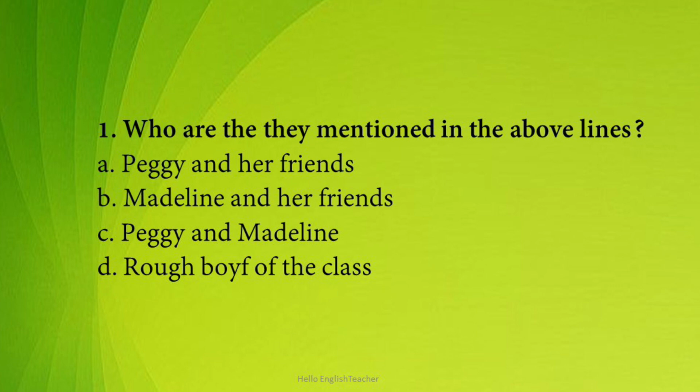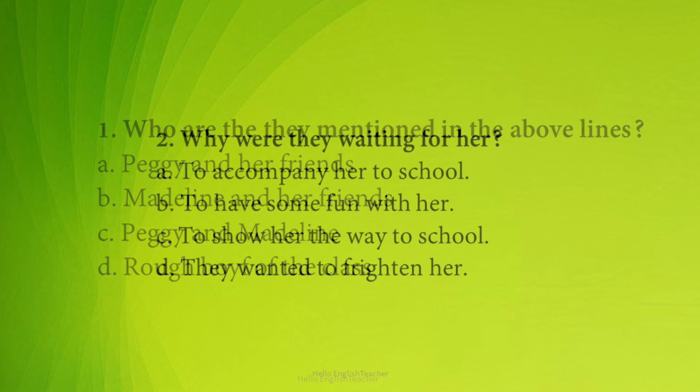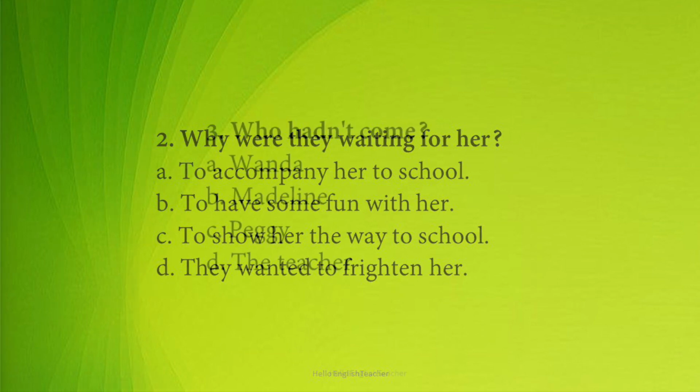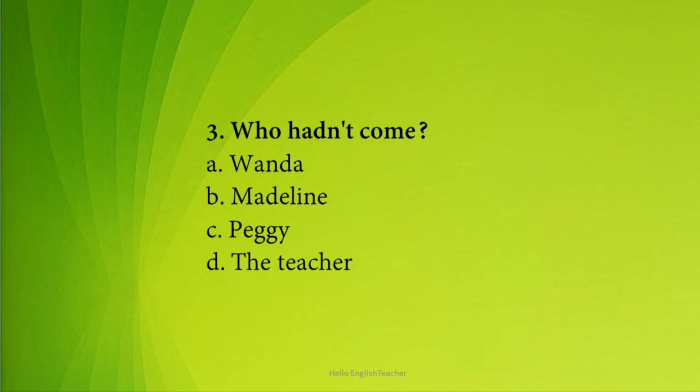Is it Peggy and her friends, Madeline and her friends, Peggy and Madeline or rough boys of the class? So, the answer is Peggy and Madeline. So, why were these girls waiting for her? Question number 2. Why were these girls waiting for her? To accompany her to school, to have some fun with her, to show her the way to school, or they wanted to frighten her? So, the answer is B, to have some fun with her. Question number 3. Who hadn't come? Is it Wanda, Madeline, Peggy or the teacher? So, we know that the girls had been waiting for Wanda. So, the answer is A, Wanda.